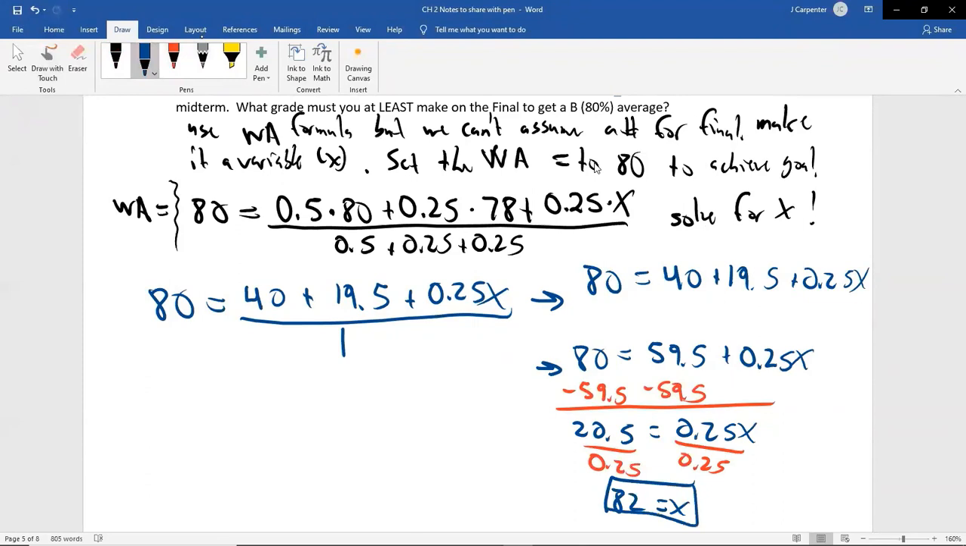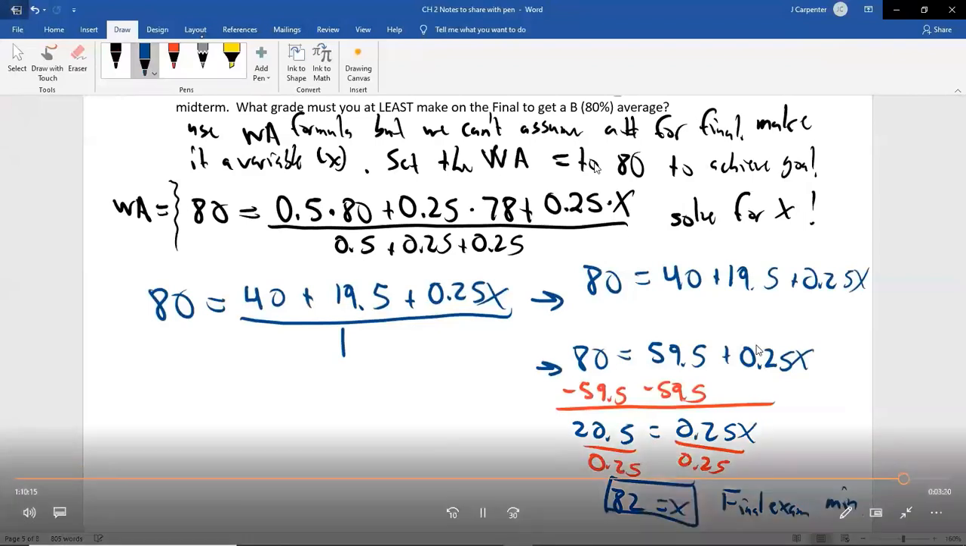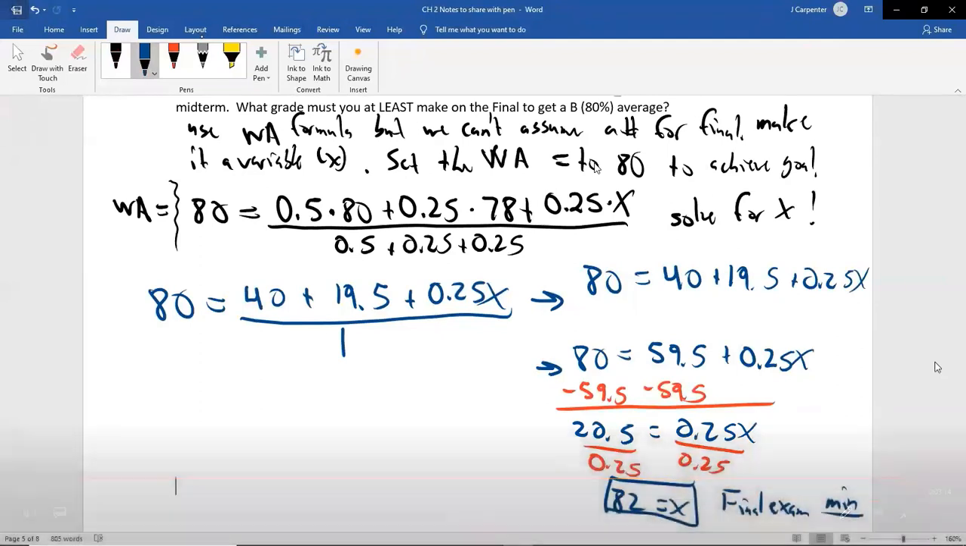is the grade that we need to earn on the final exam at a minimum. If we want to earn a B in this course, we have to at least get an 82. And that's because our grade isn't even an 80 before the final. So yes, we have to make higher than an 80 to actually pull that up.